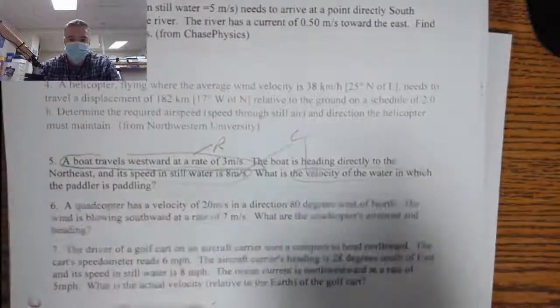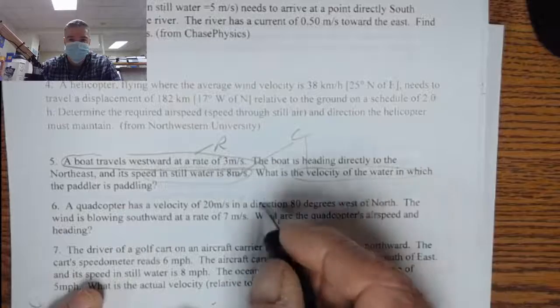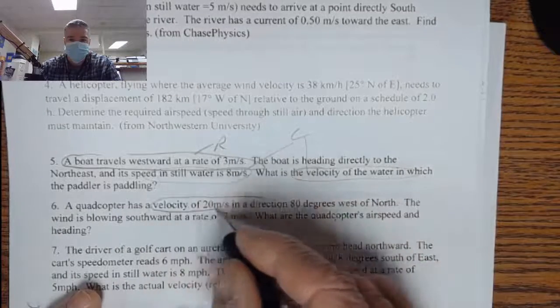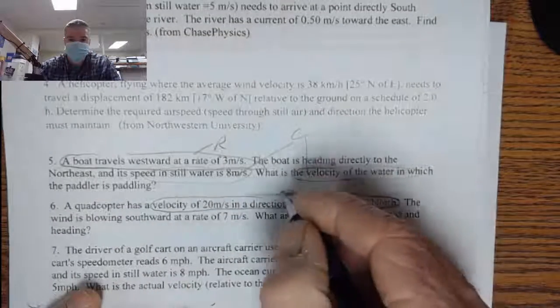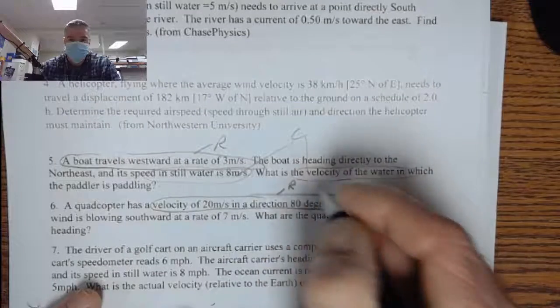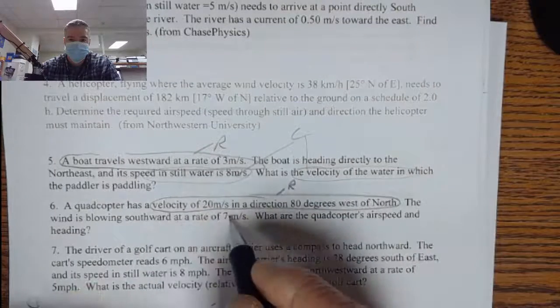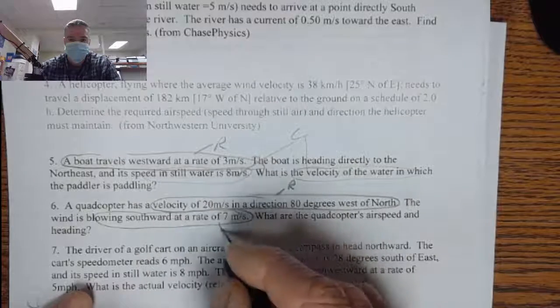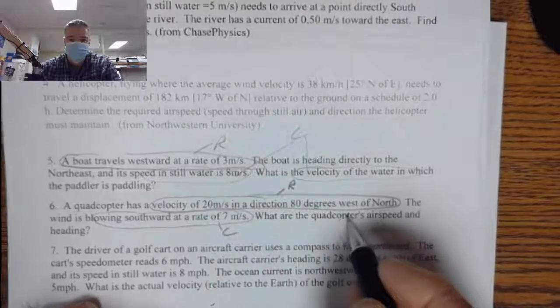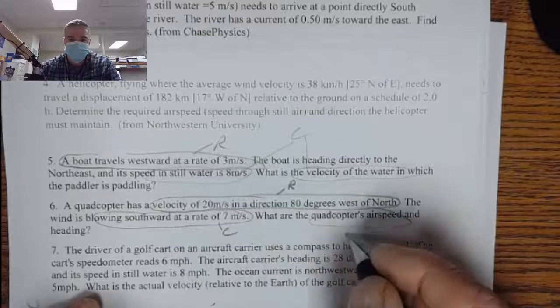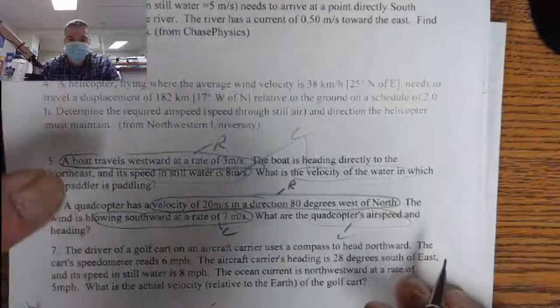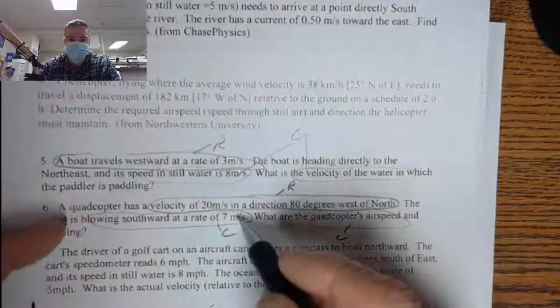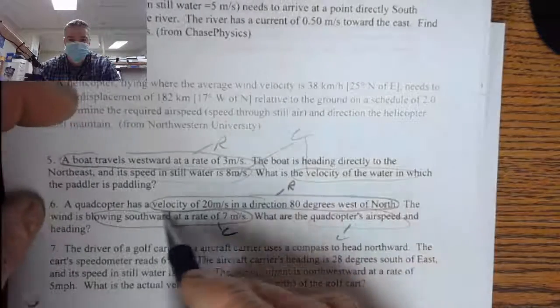Quadcopter. It has a velocity of 20 meters per second in a direction 80 degrees north of west. So that's its actual velocity. That sounds to me like a resultant vector. The wind is blowing southward at a rate of 7 meters per second. So I've got the wind speed, that's a component. Quadcopter airspeed and heading, that's the other component. So I'll take the two vectors that I already have and resolve them.